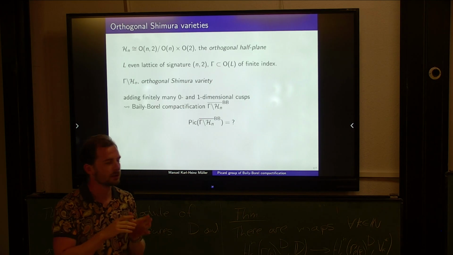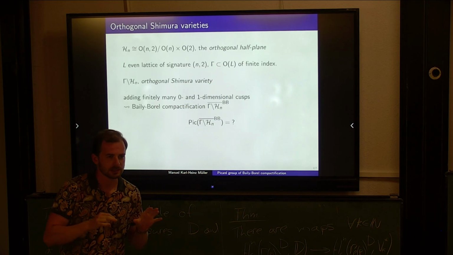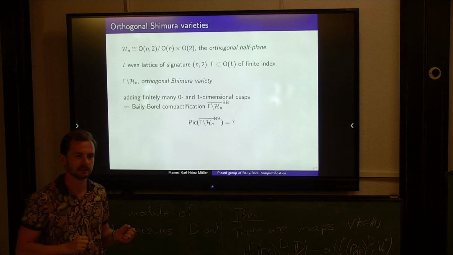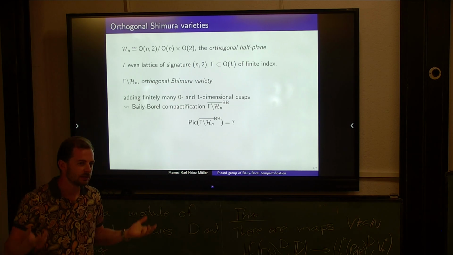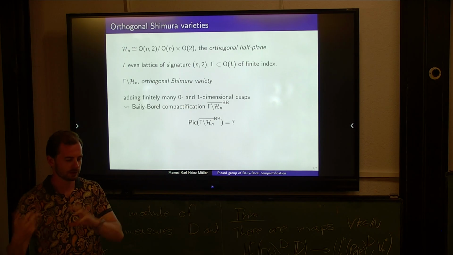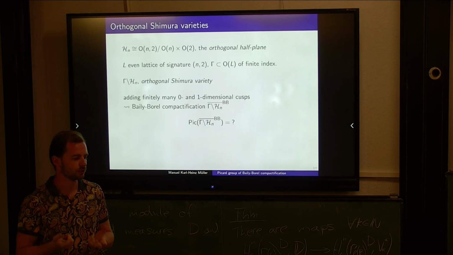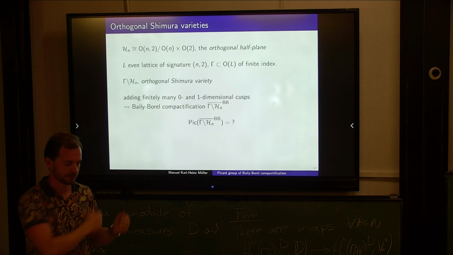The way we're going to attack this problem is to use the connection between the orthogonal side and the symplectic side. So we all know from theta correspondences that there is an information exchange, and we're going to use a result on the symplectic side to say something about the orthogonal side.